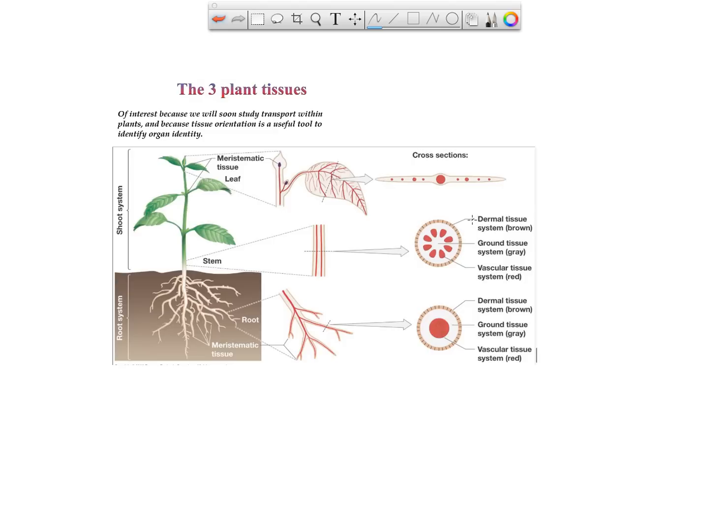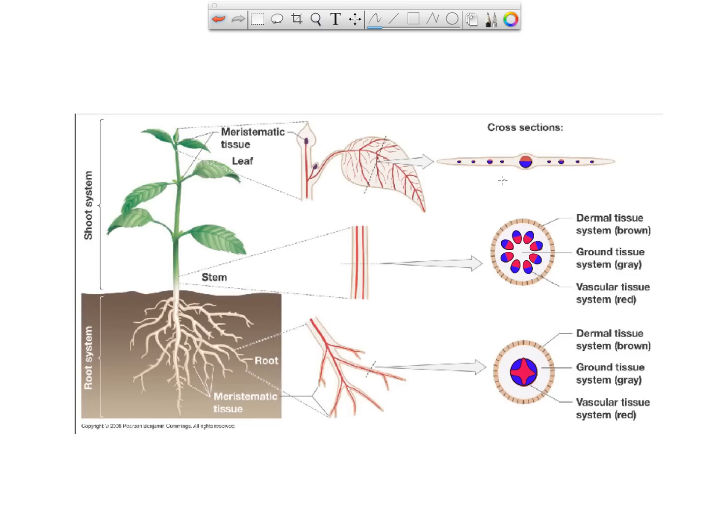So vascular tissue in red, organized in bundles, except for in the root where it takes a central location in the structure. If we look more closely at these organ cross-sections, we note that we can divide the vascular bundles into the xylem and phloem tissue.